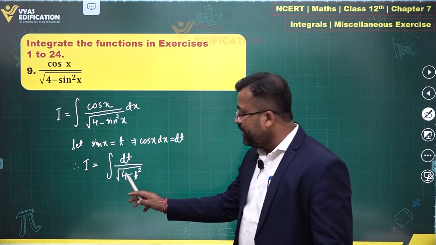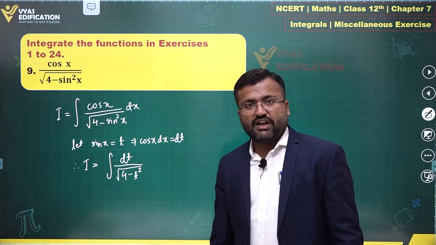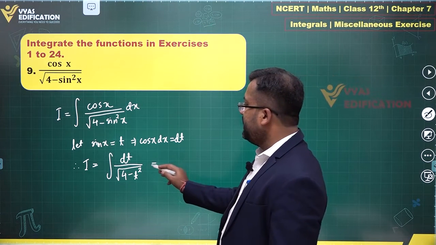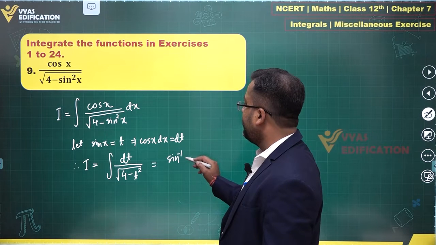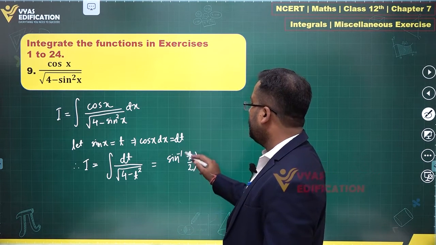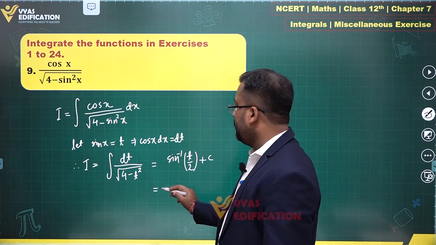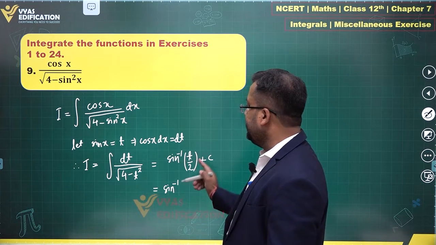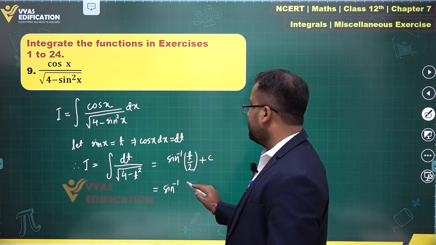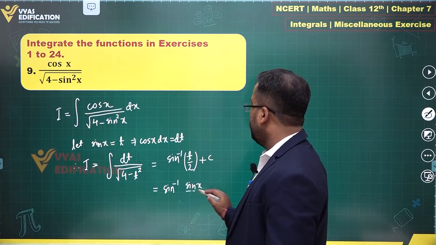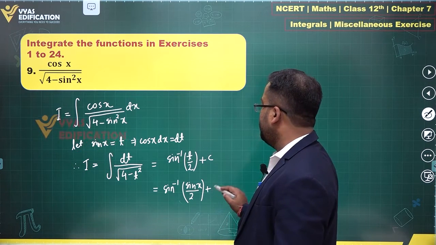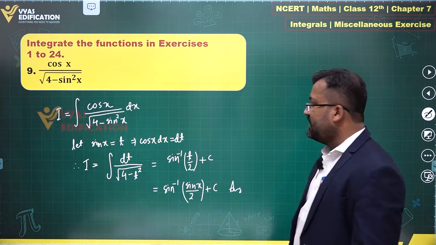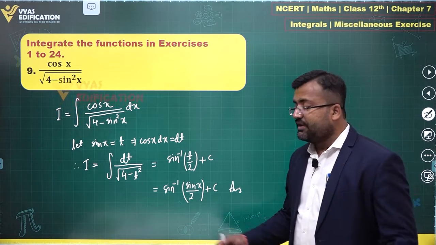And you see dt upon a square minus x square type of expression. The integral will be sin inverse x by a plus constant, or you can write it further as sin inverse t. t will be replaced with sin x by 2 plus constant. That is my required answer for this question, as you can see over here.